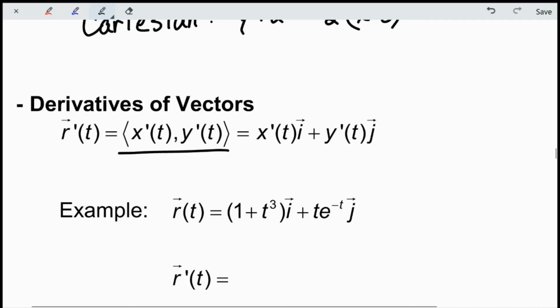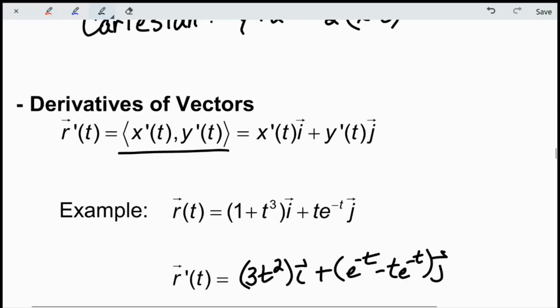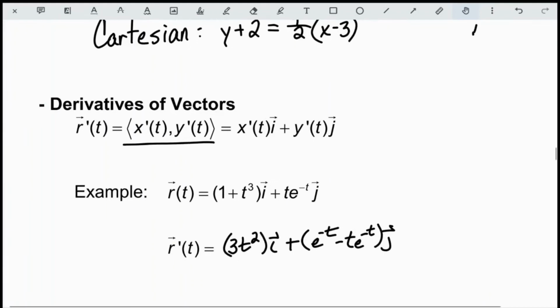We've got r of t is (1 plus t cubed) i plus t e to the negative t j. So to get the derivative of the i component, it's just 3t squared in the i direction. And then for the j component, it would just be e to the negative t minus t e to the negative t in the j direction. So all I did there was the product rule. And now I've got my derivative of my vector, so the r prime vector. Okay, so again, really, really easy because we're just going component by component.